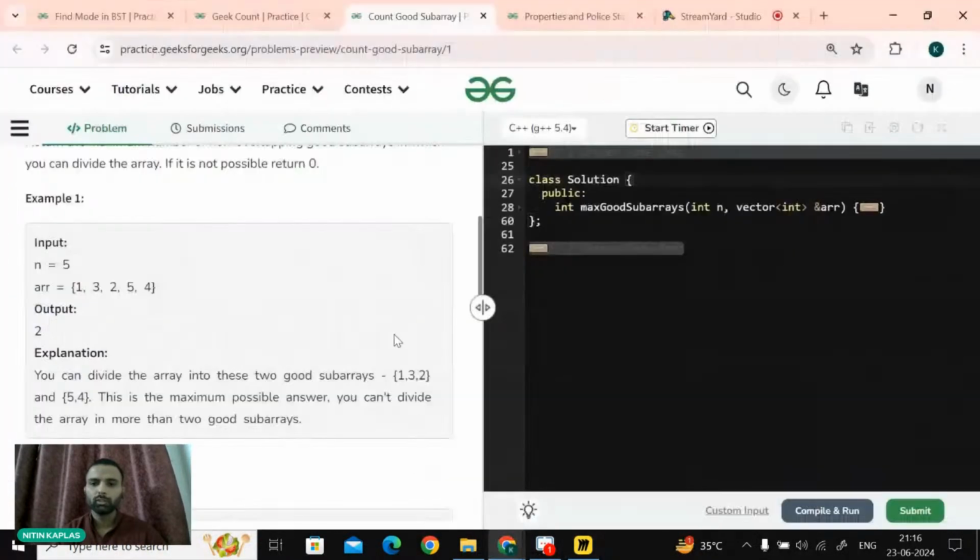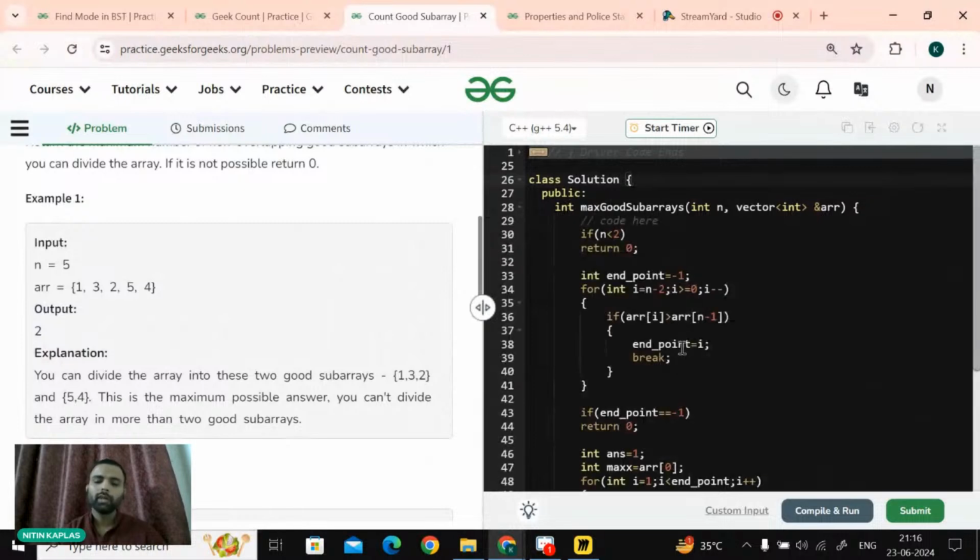Let me tell you in the code as well. So yeah, if n is less than 2, that's the base case of it. For example, when your n is less than 2, it means that n will be 1, right? If n is 1, your subarray size will be 1 or less. Nothing is there, right? No count will be there. Just simply return 0 in that case.